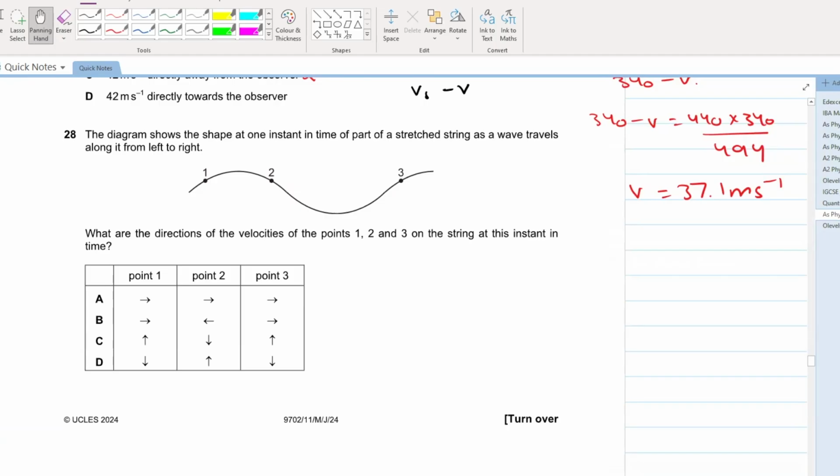Any answers? Would anyone like to give an answer? Beta, whenever you have to identify the direction of movement of any point on a wave, you draw an imaginary line through that. Next up, what do you do? You replicate the wave backward.